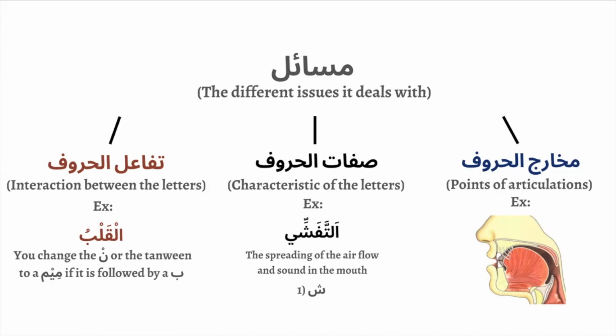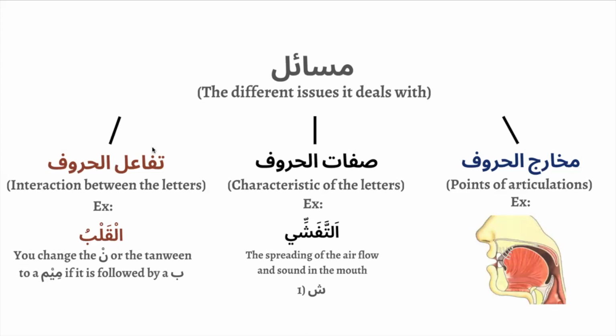Ash, ash. Then likewise, Tajweed also deals with tafa'ul al-huruf, the interaction between the letters, okay? The effect that happens when certain letters come next to each other. So for example, this is where we have al-mad, right? The elongation of certain letters. So when this letter comes before, for example, a hamza, then the letter is going to be elongated this many harakat, right? This is, again, the interaction that happens between the two letters.